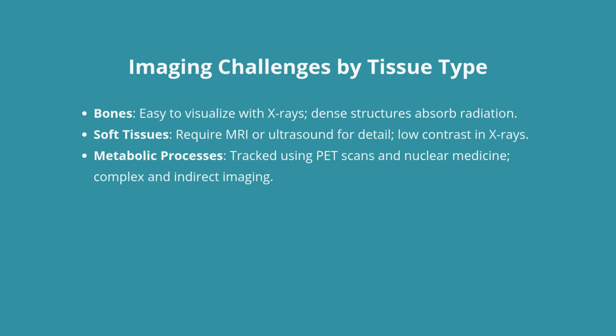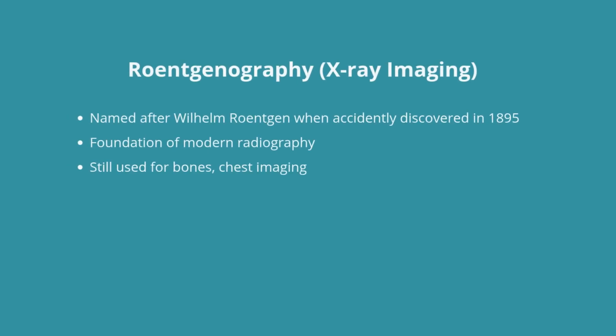Imaging metabolic activity, what the body is doing and not just how it looks, is even more challenging. We often need nuclear medicine techniques like PET scans, which detect radiation emitted from tracers injected into the body to measure cellular activity. So in short, bones are easy, soft tissues require more finesse, and metabolic imaging is the most complex. Some imaging terms come from fascinating linguistic and scientific origins.